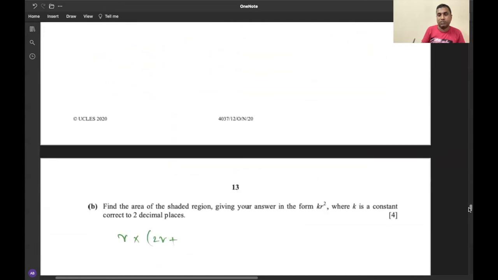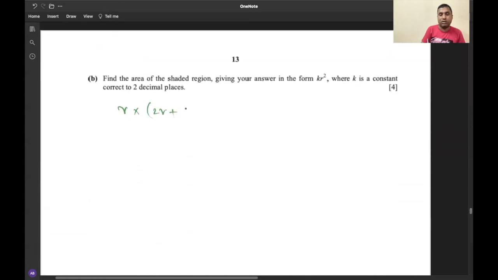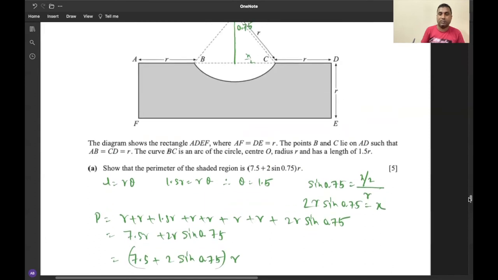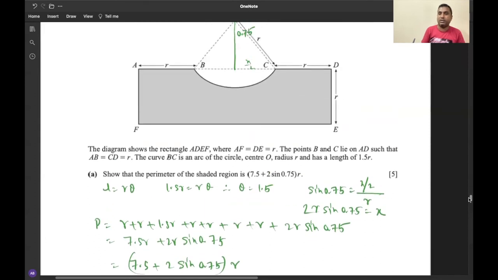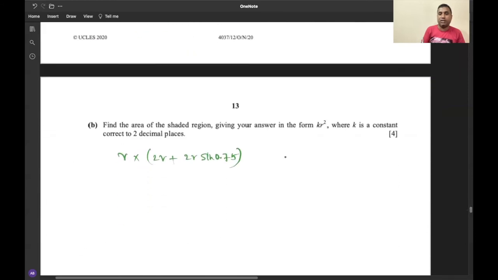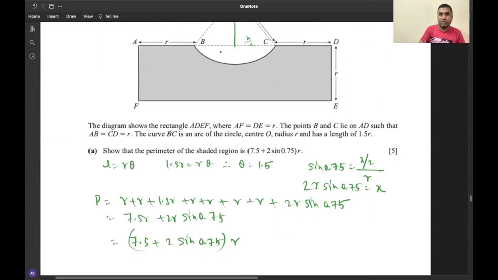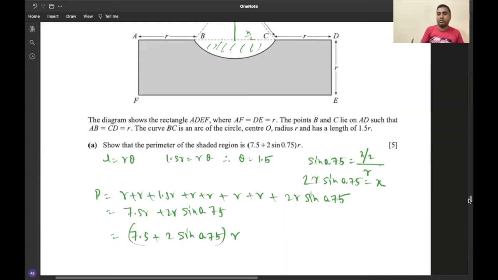The rectangle has length 2R sine 0.75 and breadth R, so 2R square sine 0.75 is the area of the rectangle. Then minus the area of the segment. I mean, we need to subtract this part. This is the area of the sector minus the area of the triangle.